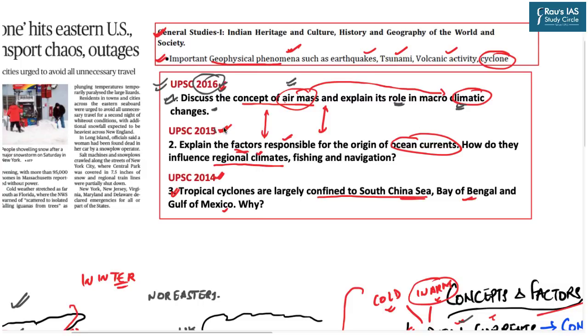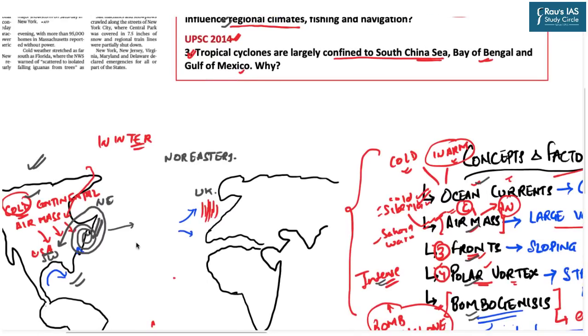Similarly, in 2015 the question was asked how the ocean currents influence the regional climates. Now, if you go back to this diagram, we discussed that we had a Gulf Stream, and this Gulf Stream had an important role in the formation of temperate cyclones, particularly the bomb cyclones, which in turn had their impact again on the eastern coast of US and the western coast of Europe. So that is how you need to read about the topics.